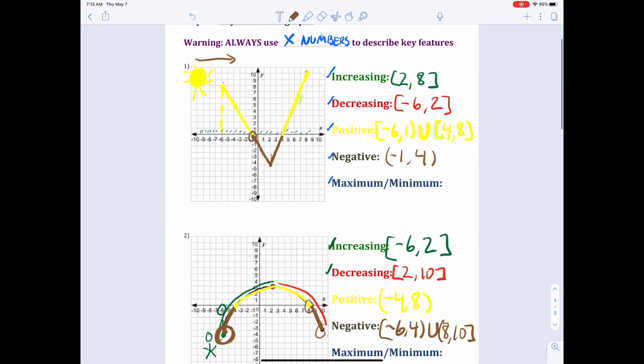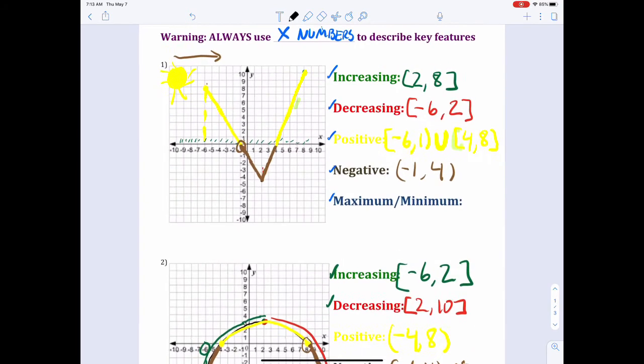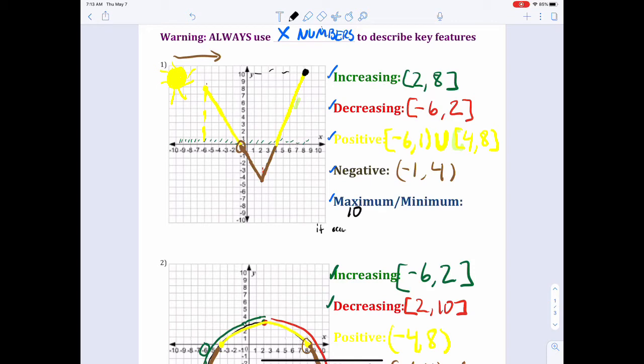All right, maximum and min values. So the maximum value on this graph is just where it's the highest up. So we kind of destroyed this graph a little bit, but this was the highest point on your graph. So the maximum is 10. And we can also say it occurs when x equals 8.